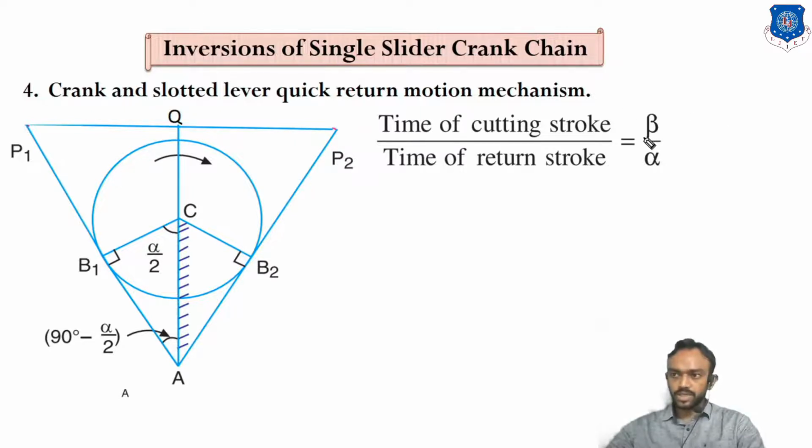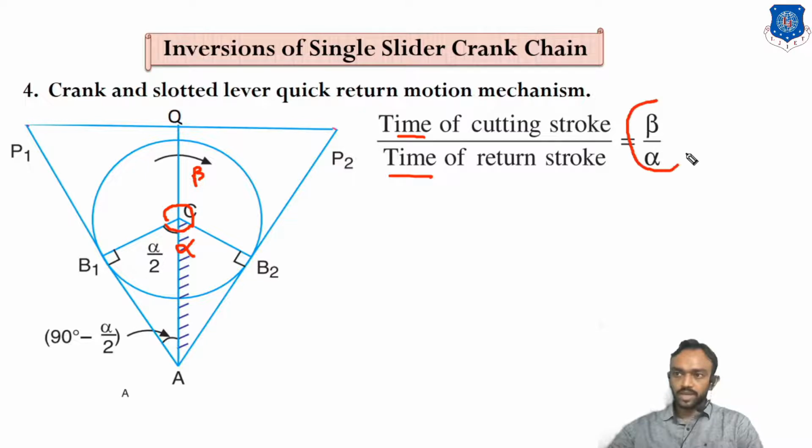So you can see here this is the beta angle, which is the cutting angle, and the total return angle is alpha. Time totally depends upon this angle, so we are not calculating the time because we need only the ratio.